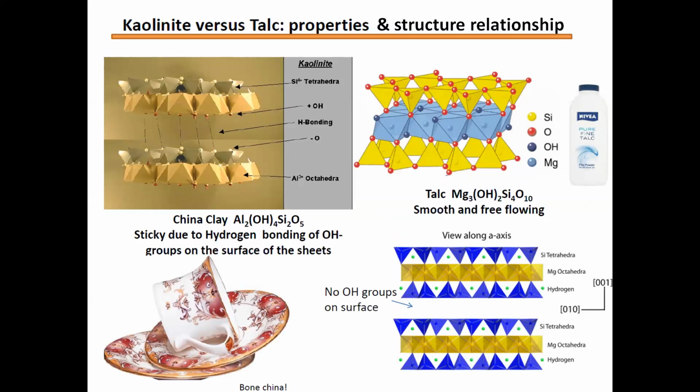Now, in this slide, I'll roughly show you the difference between a 1:1 and 2:1 structure. So the top one, the left hand top one is this kaolinite. So you can see it. So it has silicon tetrahedra. You have seen it has aluminum octahedra, and you have these oxygen atoms which are exposed.